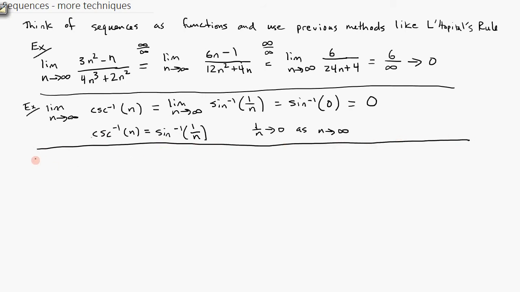Finally, let's take a look at one last example. The limit as n goes to infinity of 1 plus 2 over n, to the n. Okay, so as n goes to infinity, inside the parentheses this goes to 1, and the exponent goes to infinity, so this is of the form 1 to the infinity, which is an indeterminate form. The way to handle this kind of indeterminate form is to take the natural log first and then use L'Hopital's rule.